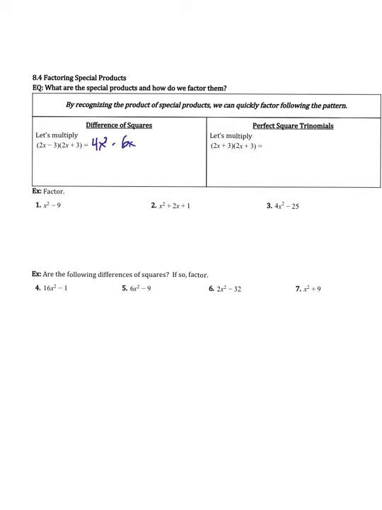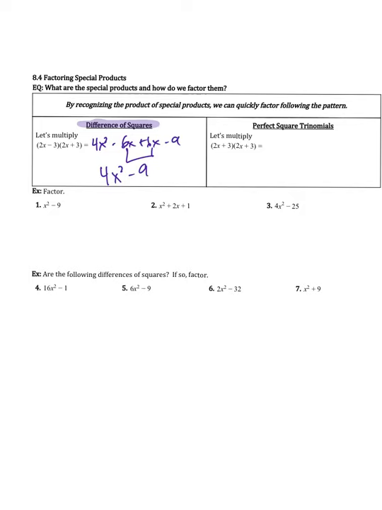So this should give you 4x squared minus 6x plus 6x minus 9. And when we combine like terms, we just get 4x squared minus 9. And this middle term adds to be 0 because what we have here is a special relationship, and that special relationship is called the difference of squares.